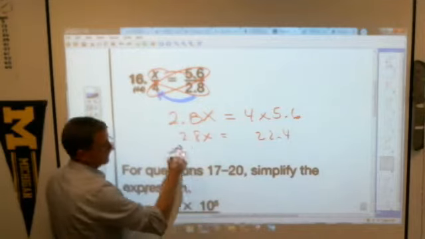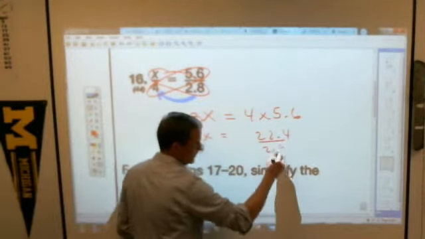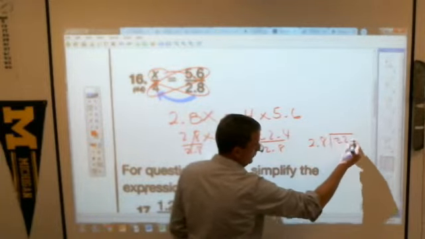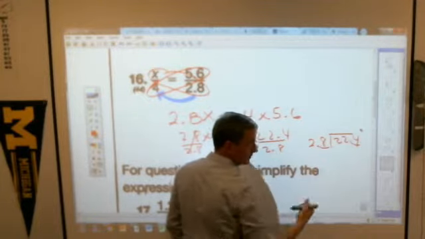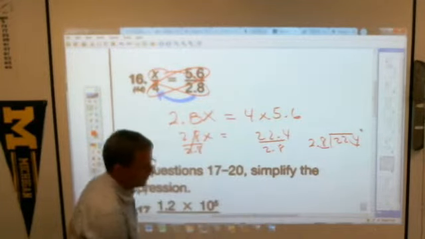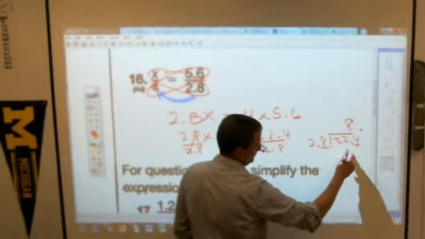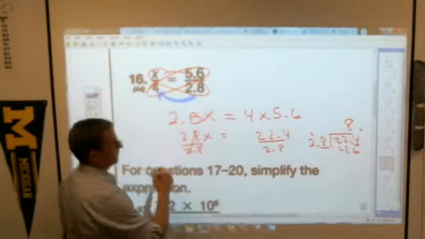22.4. Then you divide by 2.8, as we always do with equations. Divide by 2.8, and if you take 2.8 into 22.4, move the decimal one place, here goes your answer. 28 goes into 224 what? 8 times. Exactly? Yep. So the letter X.